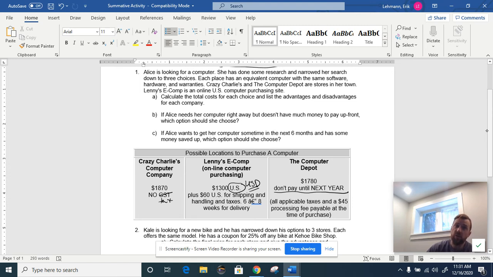Calculate the total cost. If Alice needs your computer right away but doesn't have much money to pay up front, which option should she choose? Well, if she doesn't have much money to pay up front, probably going to be this one. Tell me why.